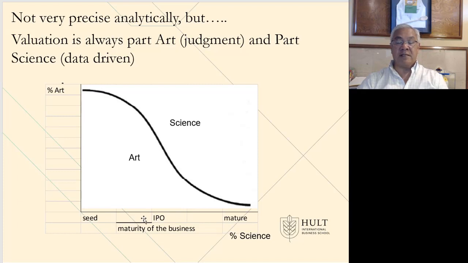As the company progresses through IPO and to maturity, it becomes more scientific. We have a lot of history, a lot of stock price and market and industry and competitive data. So, of course, there's always judgment, but we now have a lot more data. We can be more scientific in our valuation of the company.